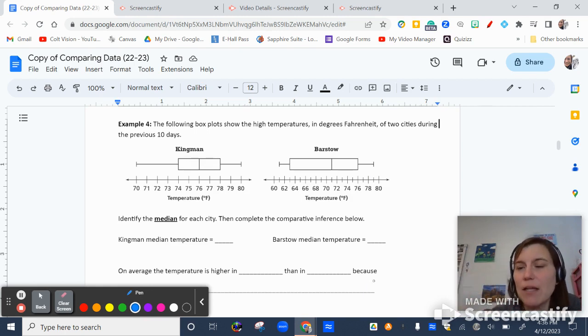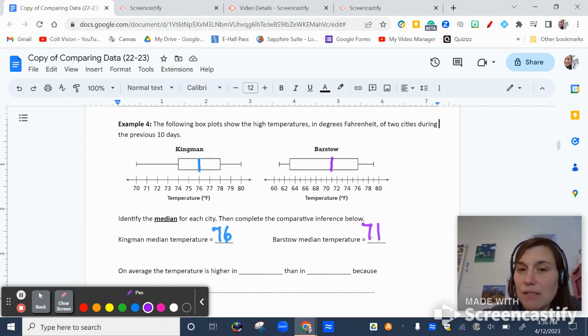They're asking us to analyze the box plot and look at a couple things, like the median, for example. I'm going to find the median. The median is in the middle of the box for Kingman, which is 76. And the median for Barstow is right here. It's on this line between 70 and 72, which is 71.